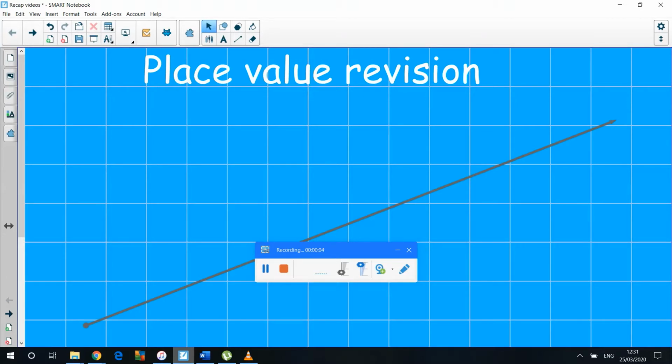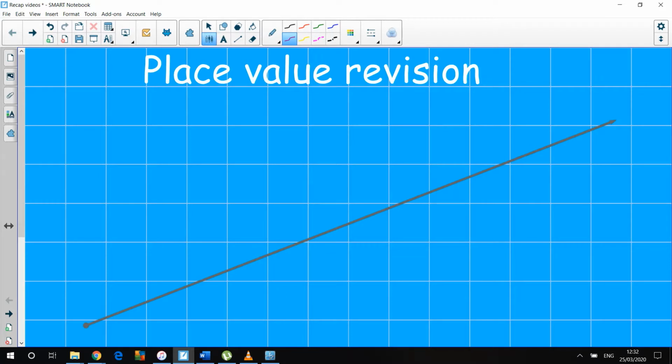Today we're going to talk through place value. Place value is the starting of all of our maths, from addition to subtraction. It's understanding what a number is, what it's made up of, and where it appears in the number line. Our place value revision will be split into three parts. First, we're going to look at representing numbers.